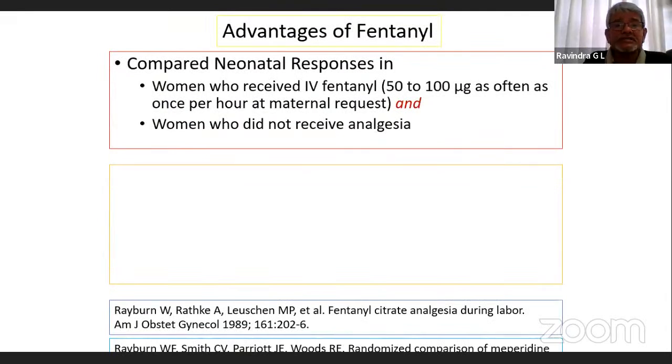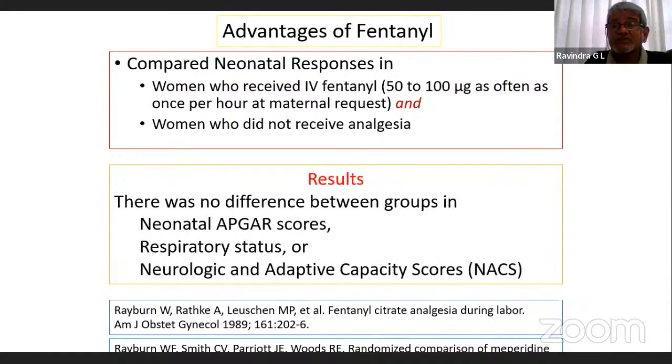This study compared the neonatal responses in women who received IV fentanyl 50 to 100 micrograms as often as once per hour on maternal request, and women who did not receive analgesia. The results were stunning. There was no difference between the groups in the neonatal APGAR scores, respiratory status, and neurological and adaptive capacity scores. So from the point of view of neonatal depression, fentanyl is a very safe drug.